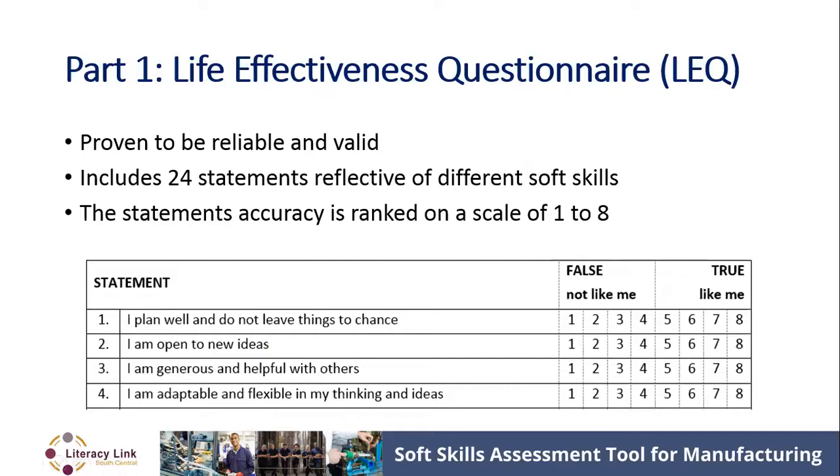So the two parts of the assessment itself. The first is called a Life Effectiveness Questionnaire. It's an assessment that's proven to be both reliable and valid, which means that the results are a realistic reflection of someone's actual skills, and it produces consistent results regardless of who administers it. The LEQ portion of the assessment presents 24 statements, each of which is aligned to a specific soft skill.